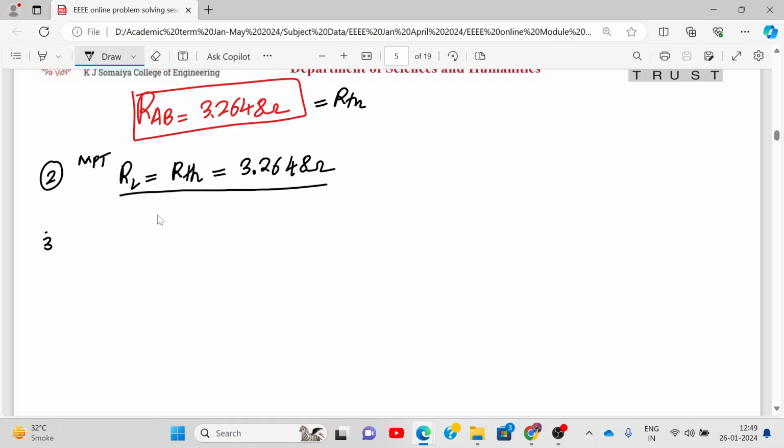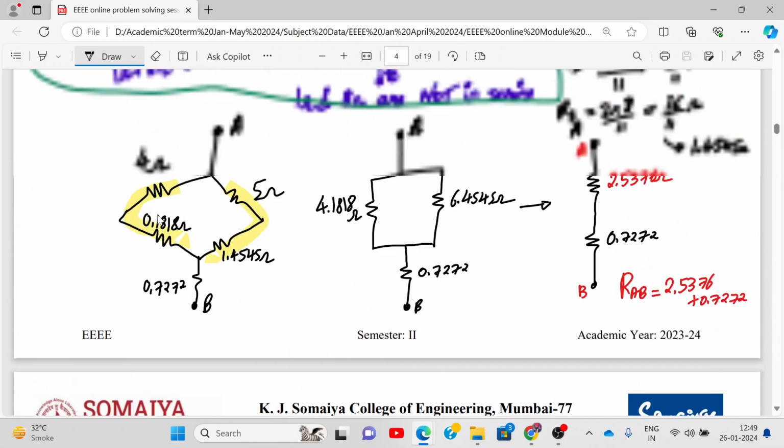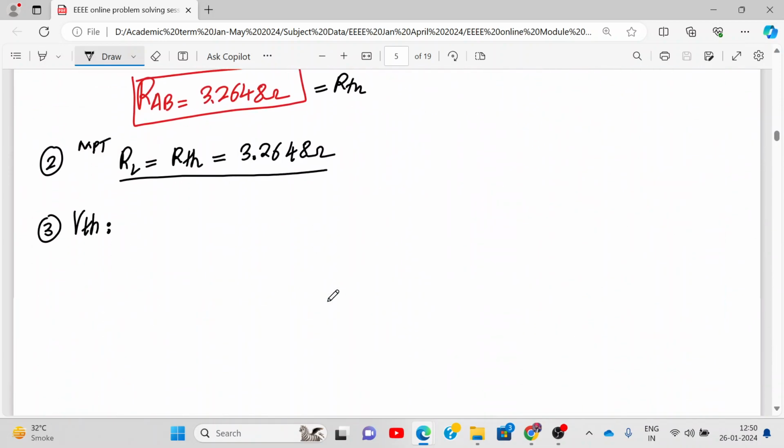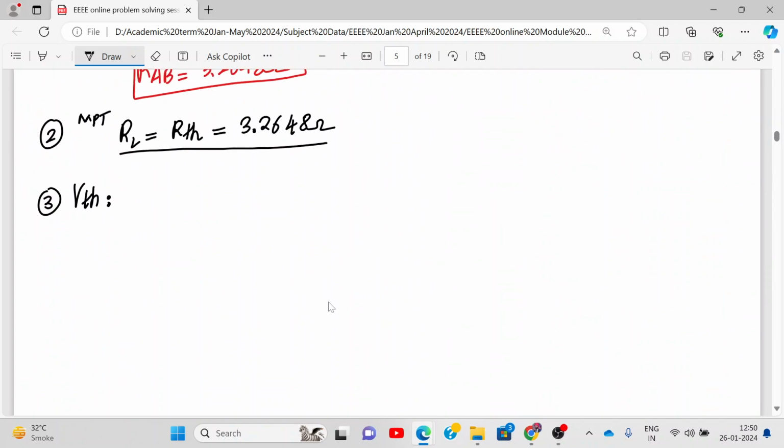Then what is the third step? To calculate VTH. Correct? So for VTH, what do we do? We draw the entire circuit without RL. So let's do that quickly. Please follow, increase your speed a little bit. Alright, and then we have it over here.